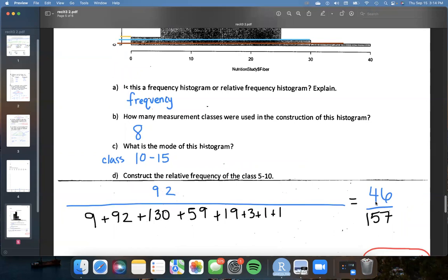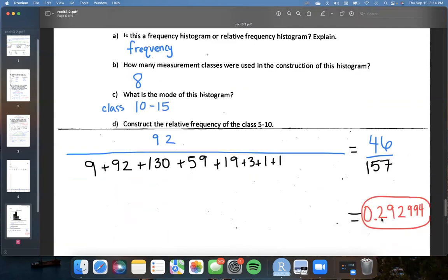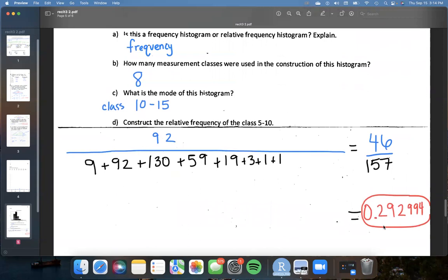Or actually, no, it's not 157. This is the simplified version. I didn't actually add all of these out, sorry. So when you simplify this fraction, you get 46 over 157, and our decimal version of that number is 0.292994. So that is our relative frequency of our class 5 to 10. So if I were to round, 0.3.